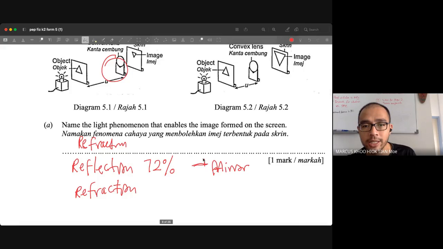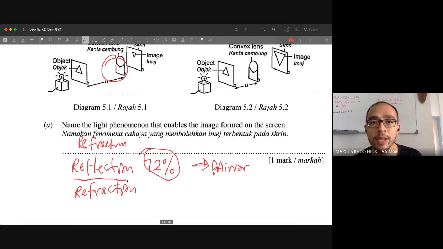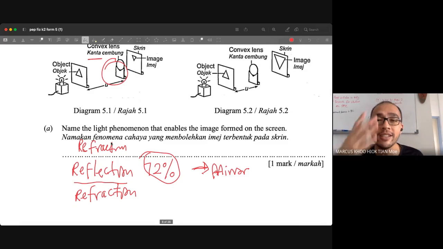Okay, reflection melibatkan mirror. So my question to you is, macam mana kamu boleh salah ini? This 72% of my students boleh tulis reflection bila cakap pasal kanta. Okay, cannot lah, hello. Reflection is mirror. Every day kamu tengok diri dalam cermin. Every day you see yourself in a mirror.